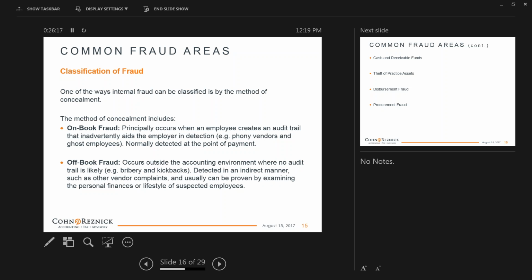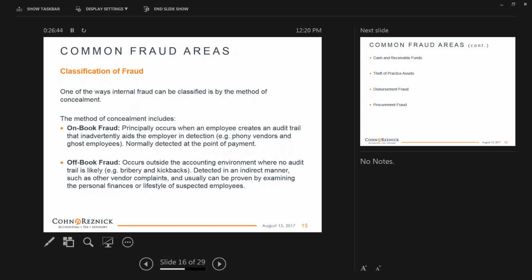Internal fraud can be classified. It also, by the way, that the fraud is concealed. On the books fraud is a type of fraud scheme where it leaves an audit trail, easy for others who are looking for it to detect it and find it. It may occur and go unnoticed, but there's always a trail.